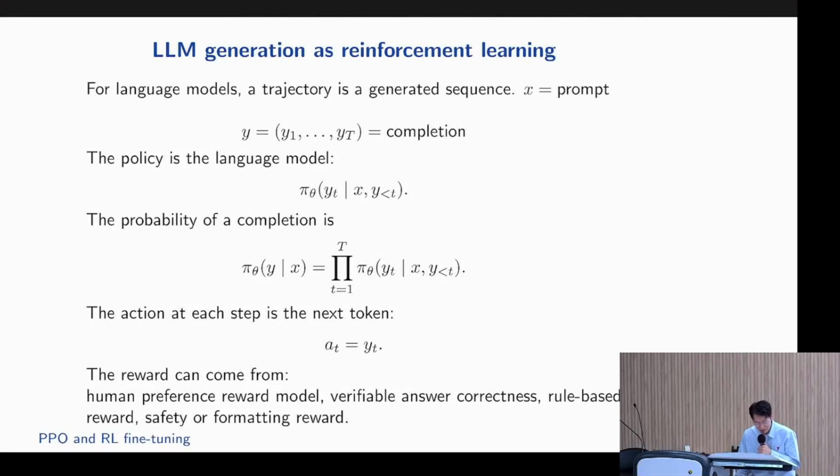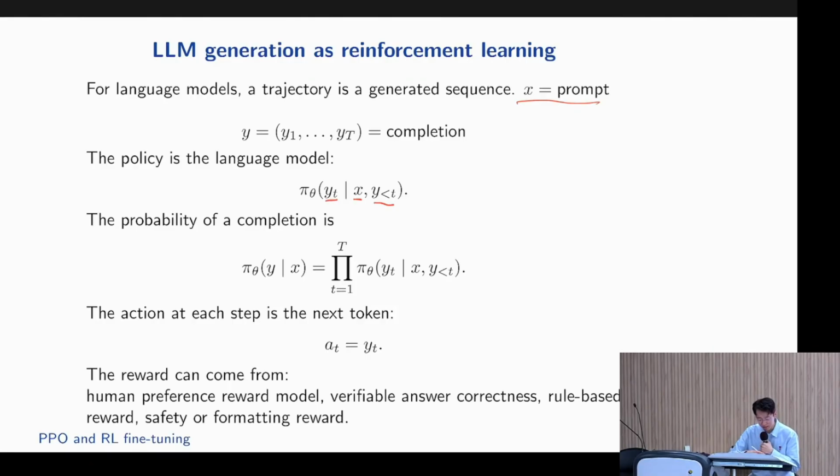So why am I talking about this all of a sudden? And how is it connected to LLMs? So for language models, how do we define a trajectory? It's basically a generated sequence of tokens given some prompt. So the policy is a language model given some prompt and past tokens. You want to output a probability of next token.